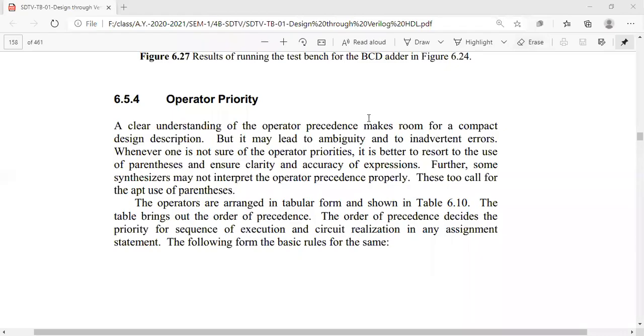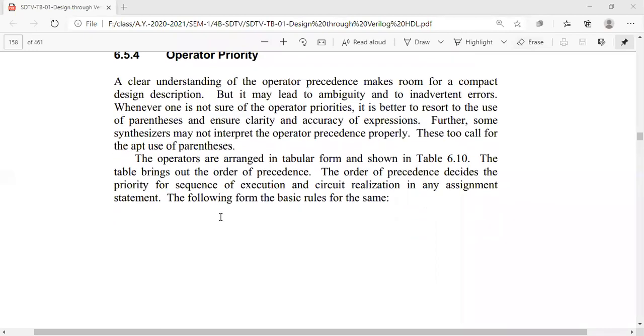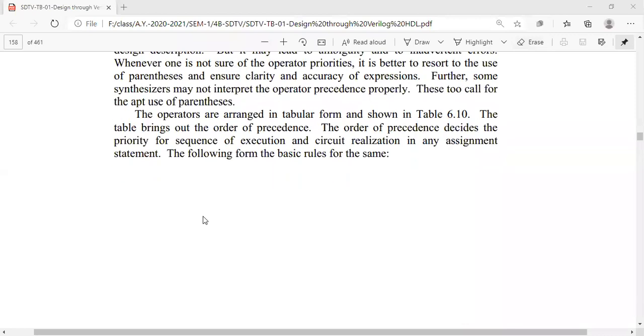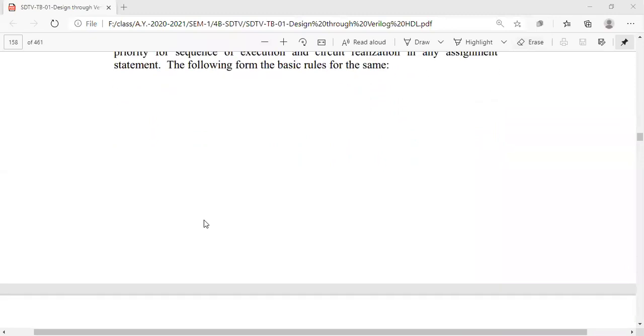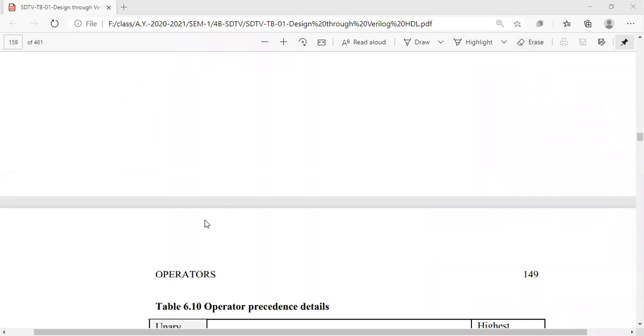So good afternoon class. In today's class we are going to discuss the operator priority. Generally this can be discussed under the title of operator precedence also. Okay, the order of precedence. That means which operator has to be solved first, then which operator has to be solved. These things we have to know.